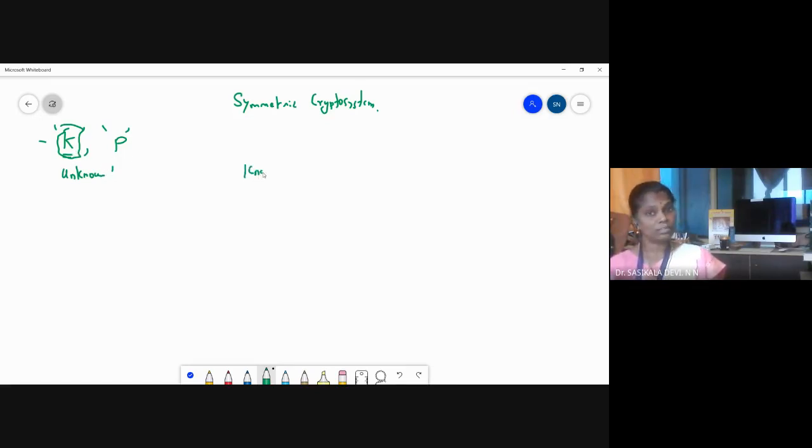What are the known elements? The encryption algorithm is known to the hacker because it's public. The encryption algorithm is also publicly available, and the ciphertext is known because it is transmitted over the public network. So these are the known things. The unknown things are P and K.